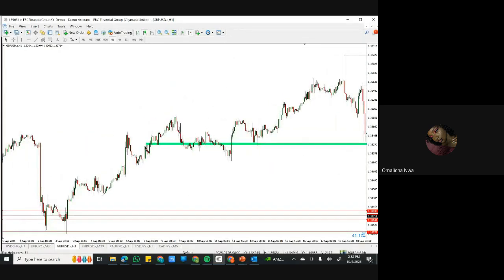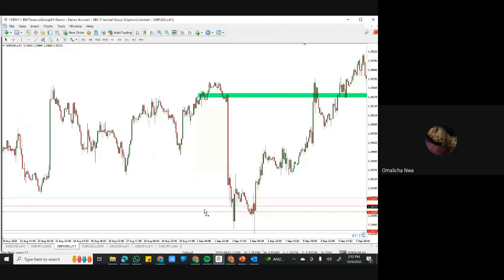Each time price gets there, it kind of waits. Do you see? Are you seeing? This is more than 5, and that's why it is called proven resistance.